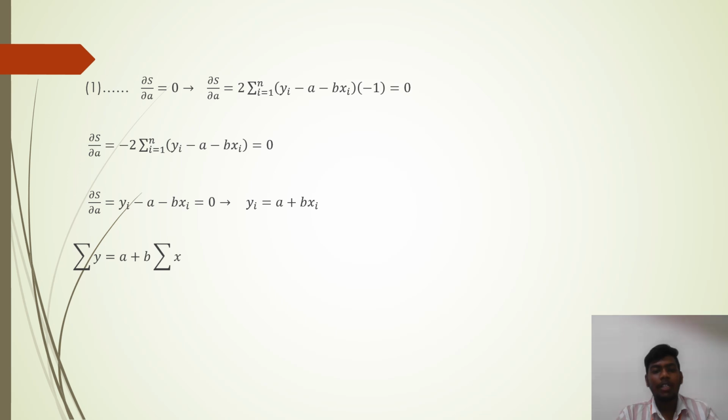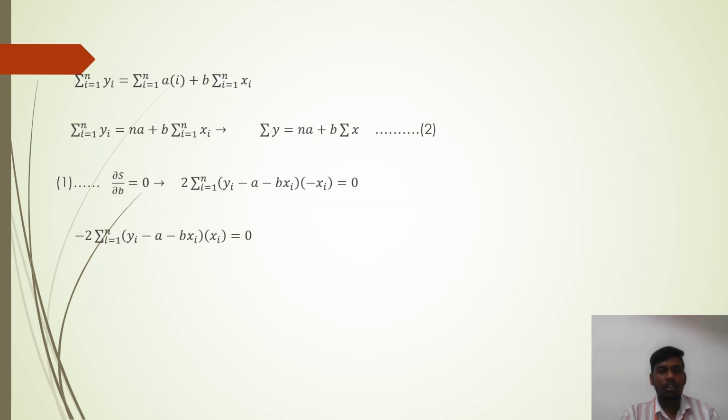Then yi is equal to a plus bxi. Then summation of y is equal to a plus b summation of x. This becomes the summation of i equals 1 to n of yi is equal to the summation of a plus b into the summation of xi, and it becomes the summation of yi is equal to n into a plus b into the summation of xi. Then the equation becomes summation of y is equal to n into a plus b into summation of x.